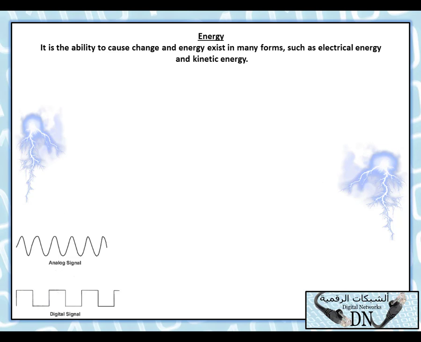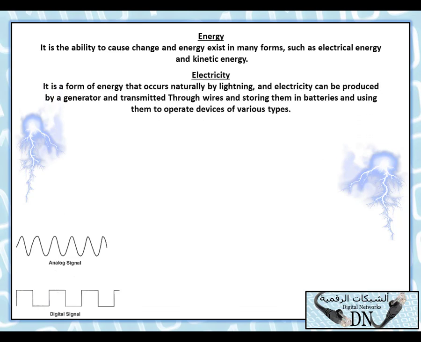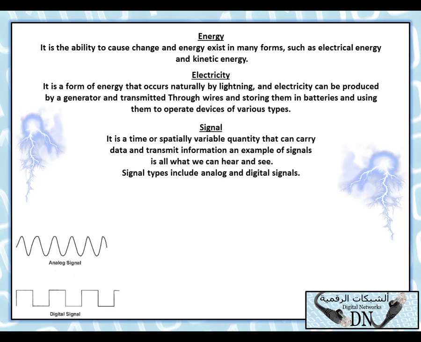Energy. It is the ability to cause change, and energy exists in many forms, such as electrical energy and kinetic energy. Electricity. It is a form of energy that occurs naturally by lightning, and electricity can be produced by a generator, transmitted through wires, stored in batteries, and used to operate devices of various types. Signal. It is a time-variable quantity that can carry data and transmit information. An example of signals is all that we can hear and see. Signal types include analog and digital signals.